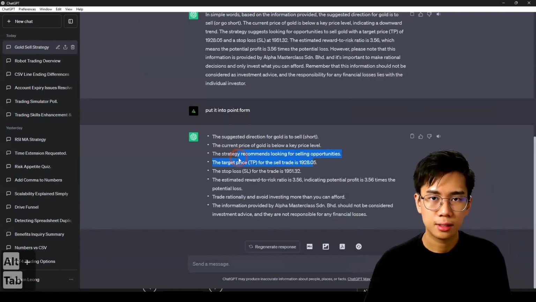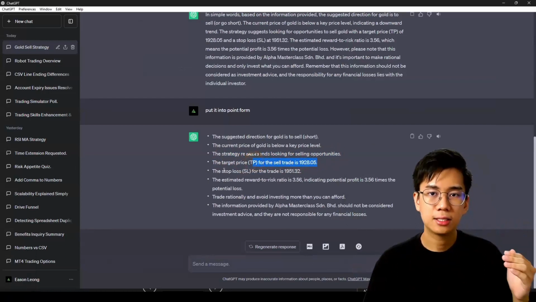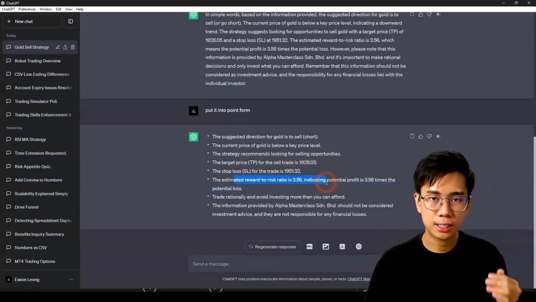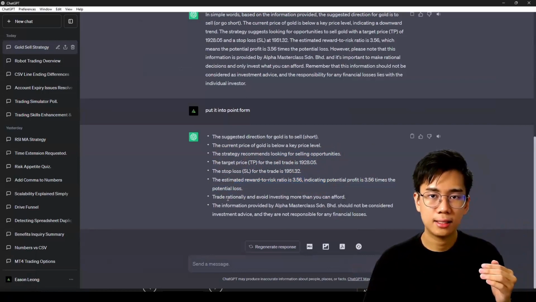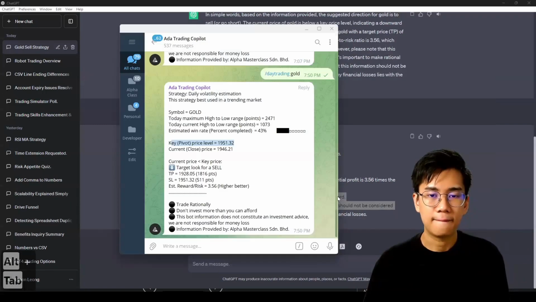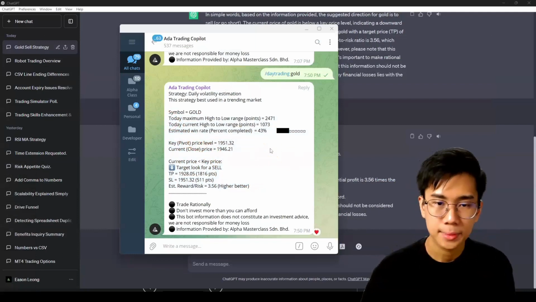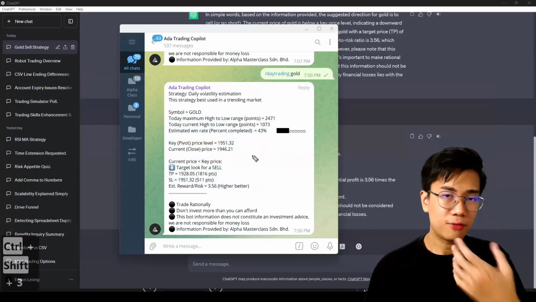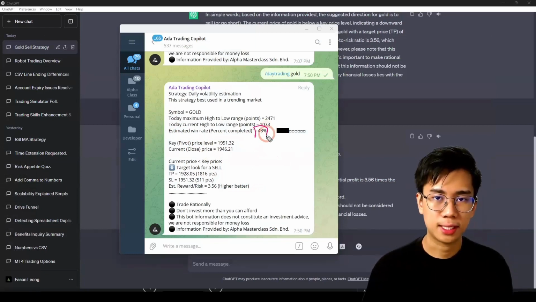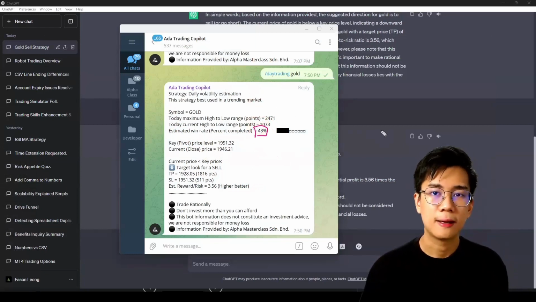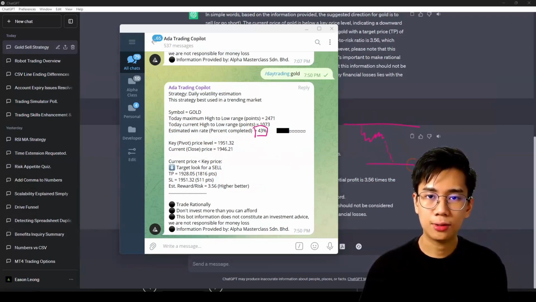Then sell opportunity, take profit at this level, stop loss at this level, and the estimated risk level of 3.56, and it asks you to trade rationally. Now, all this information you can essentially get from the panel here as well. The win rate for this particular trade is 43%. The chance of this happening is 43%, meaning that the chance of the price coming down to hit the take profit is 43%. And there will be a stop loss here.